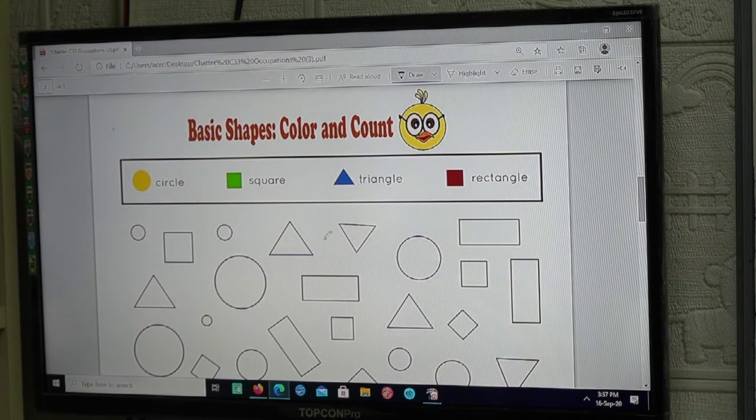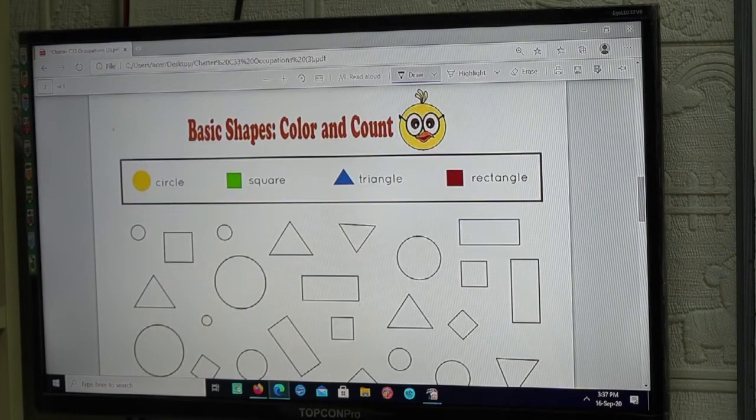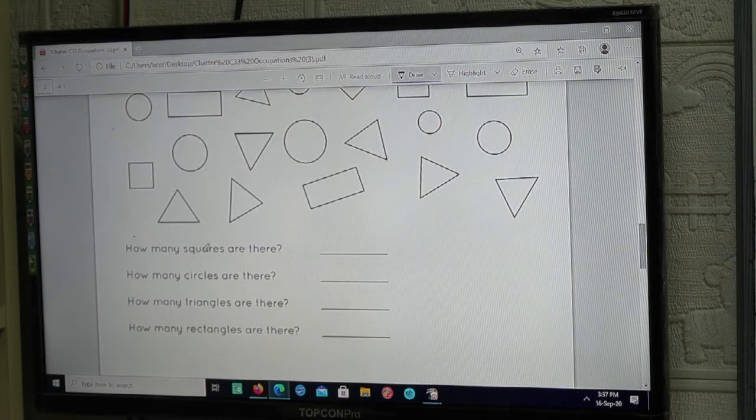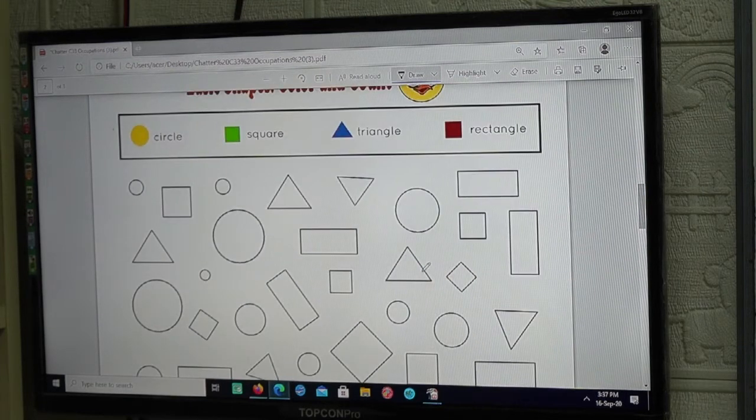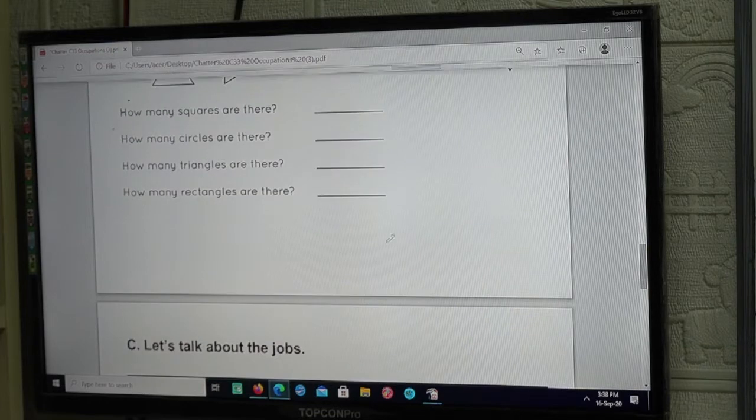No, what do we have to color? What do we call these? Remember, what are they? They are the shapes, right? Yes, so that's the reason why we did revision on shapes, because we need to do some task related to it. Basic shapes, color and count. So first of all, we need to color and then we need to do some writing here.